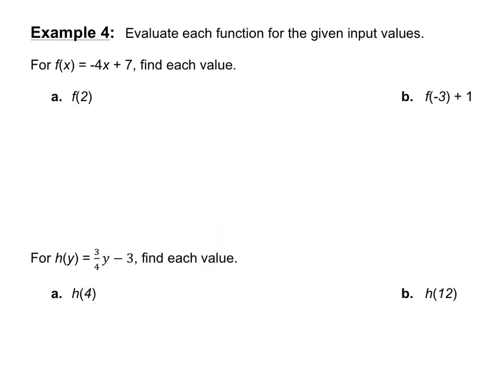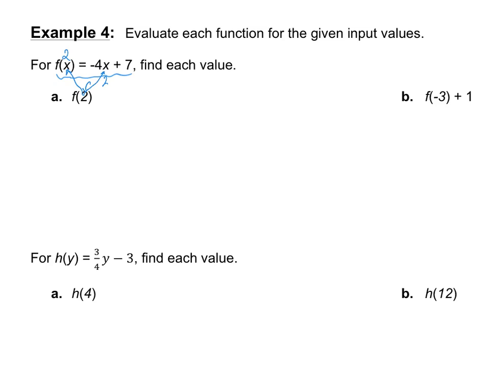Okay, example 4, evaluate each function for the given input values. So for f of x equals negative 4x plus 7, we want to find each value. Well, they're saying f of 2. What that means is that in the x spot, put a 2.